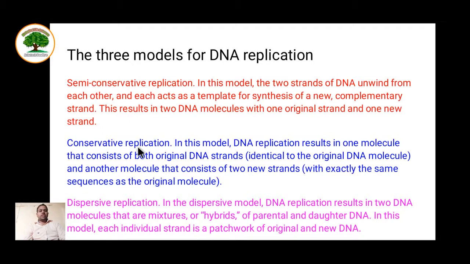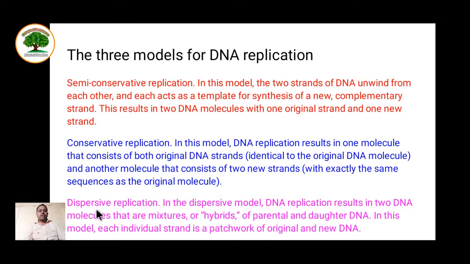The next is conservative replication. In this model, DNA replication results in one molecule that consists of both original strands, identical to the original molecule, and another molecule is formed that consists of two new strands, exactly the same sequence as the original molecule. So this is called conservative replication.